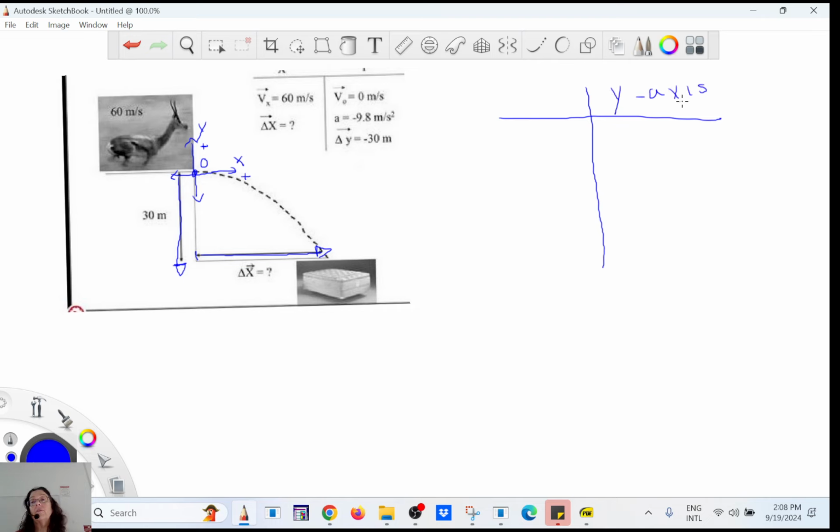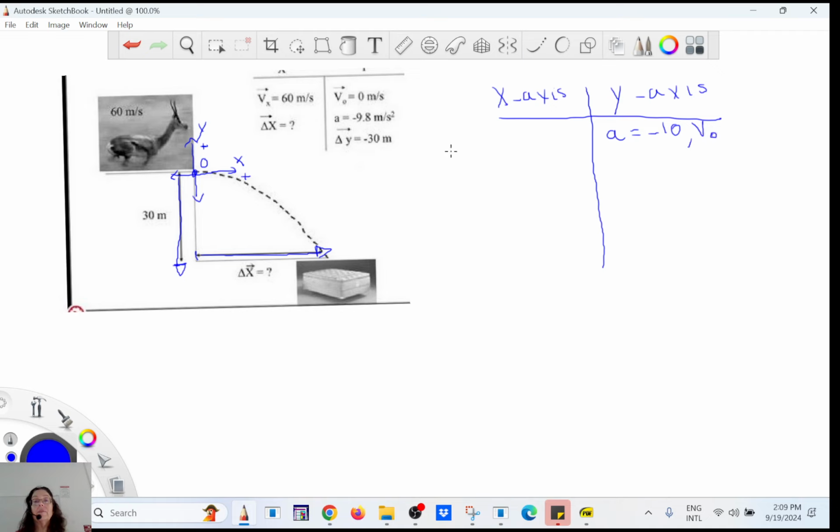What's happening along the y? It's just falling toward the earth. And only gravity is acting on it. Along the x, it's moving forward. Okay, but it's cruising. So what should I put here? I always put always negative 10.